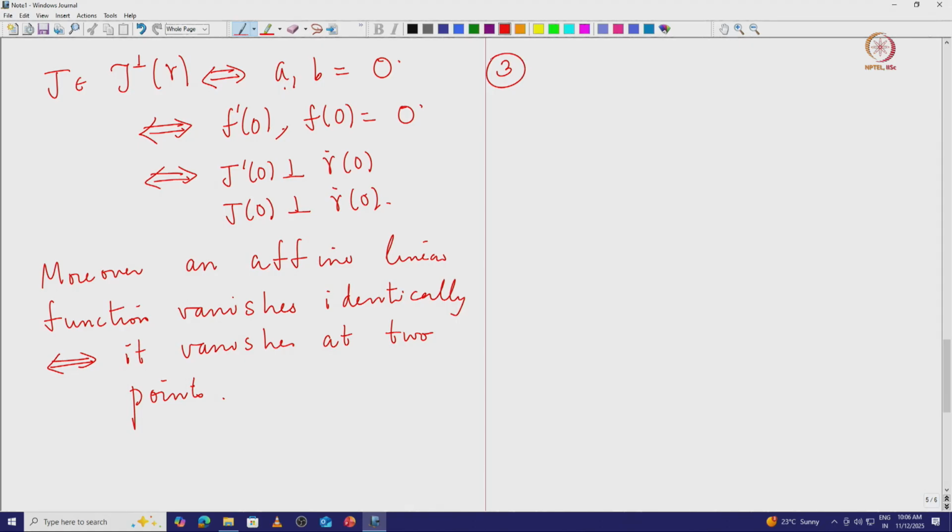And then for the third part, we note that by the second part this is orthogonal if and only if J of 0 and J prime of 0 are perpendicular to the velocity vector. So that means for J of 0 there are n minus 1 dimensions worth of choices.